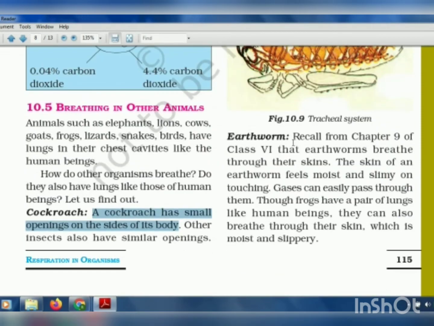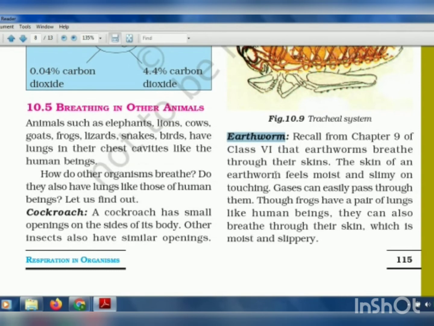Now the earthworm, we also have studied earlier that earthworms breathe through their skin. Their skin is soft, slimy and moist. The skin has small holes on it through which the gases can easily pass through, and inside their body they have blood vessels. The air mixes with the blood vessels, and this is how they breathe.